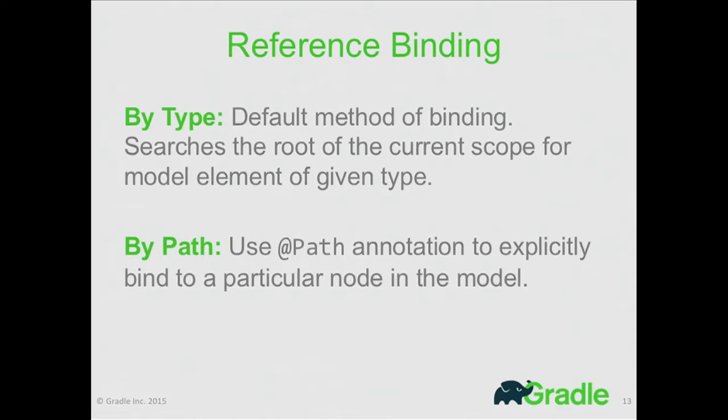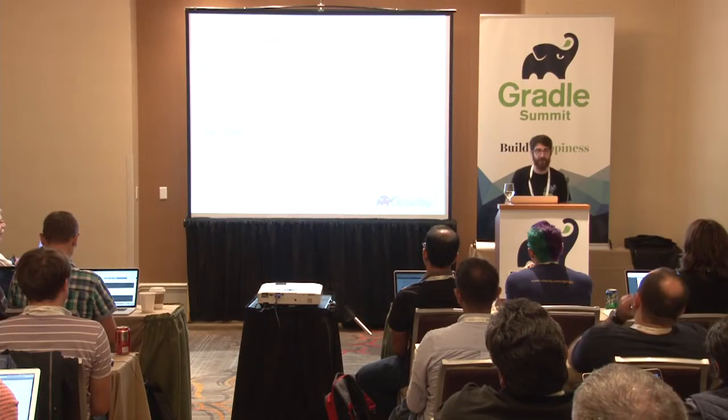So some information regarding binding. This goes back to, if you want to think about all this like Spring dependency injection, same type of deal. So how does Gradle figure out, when I define my arguments, where to get that object and which model element it should use to pass? You can really do two types of reference binding. You can either bind by type or by path.